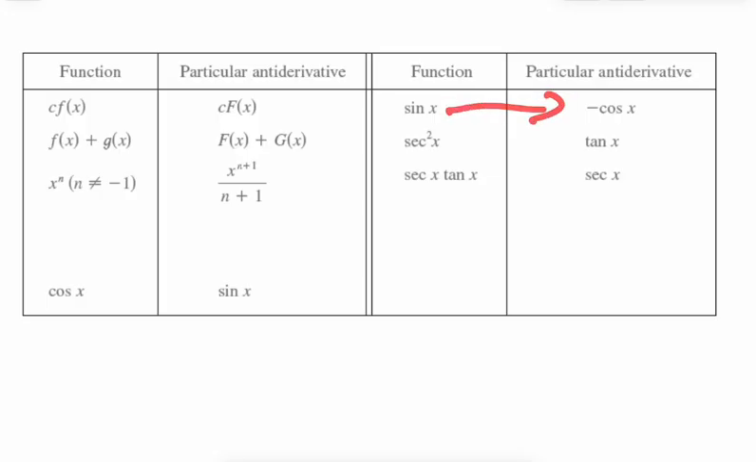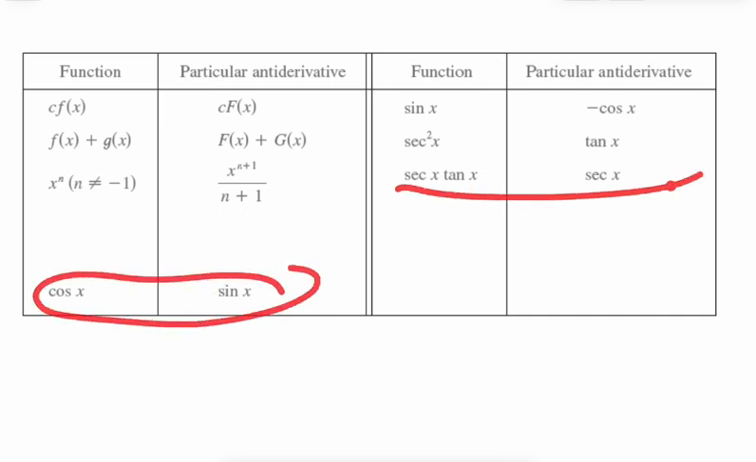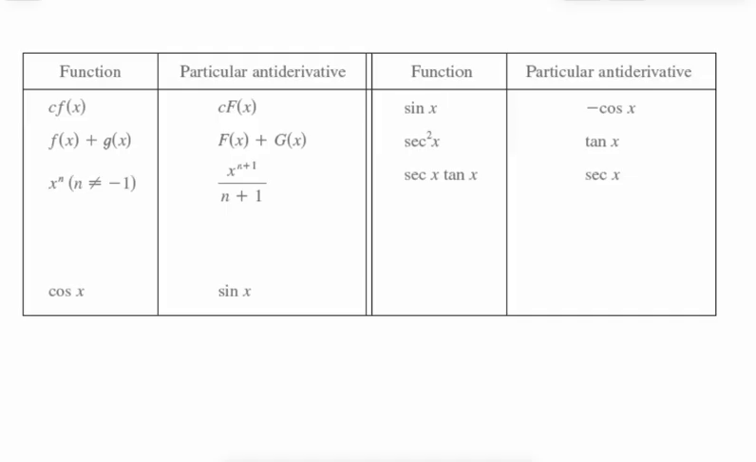Sine becomes a negative cosine. Secant squared becomes a tangent. Secant tangent becomes a secant. Cosine becomes a sine. Those are the 4 trig functions that are used most often. So you're definitely going to need to know your power function reversal. Cosine becomes a sine, sine becomes a negative cosine, secant squared becomes a tangent, secant tangent becomes a secant.